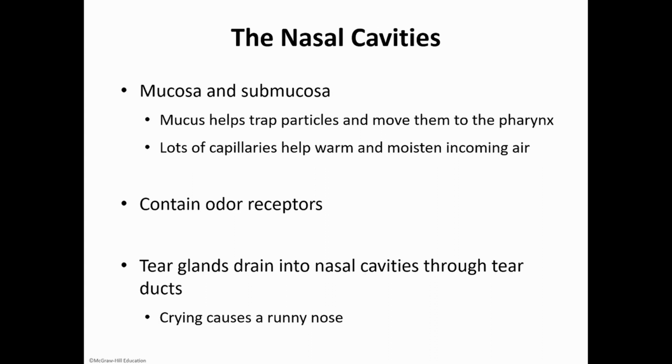And then up in the eyes, you have tear glands that are going to drain into the nasal cavities through the tear ducts. And that's why when you cry, you can get a runny nose, right? That clear liquid runs through your nose. It's actually tears that have been produced in your tear glands and that have made their way down into your nasal cavities.